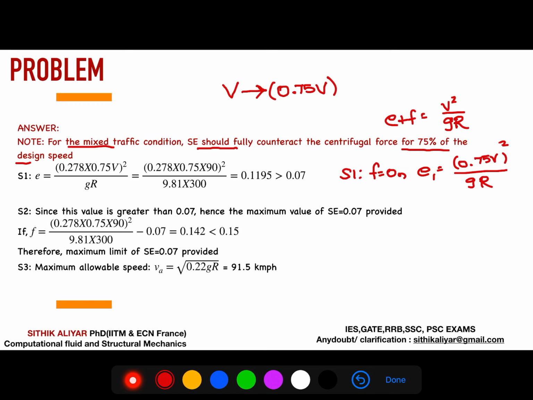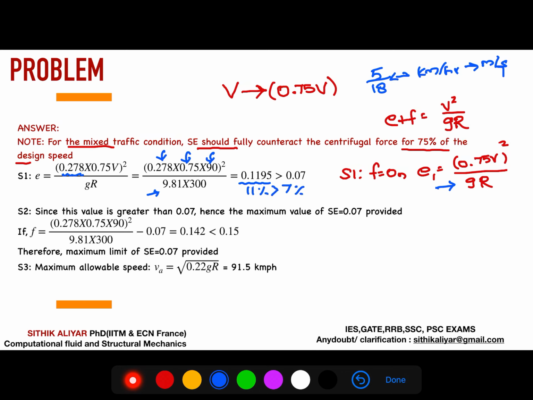Also you should remember this 0.278, which I hope you remember from the sight distance problems we have solved. It is nothing but 5 by 18, the conversion factor from kilometer per hour to meter per second. In the question they have given 90 kilometer per hour. So this 90 is converted using 0.278, and 0.75 is for the mixed traffic flow condition, and 90 whole square is divided by gR. You can see this formula, V square by gR. You just substitute everything, and you are getting 0.1195, which is 11%. Obviously, this is greater than 7%, so you cannot provide this super elevation.